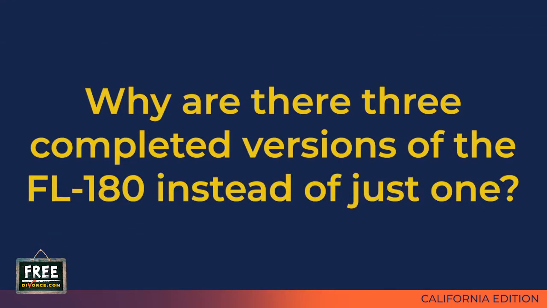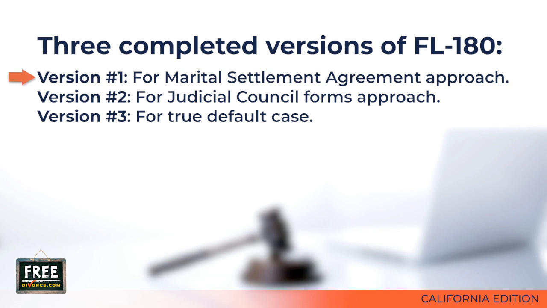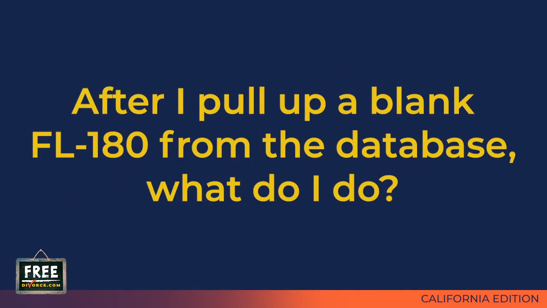Why are there 3 completed versions of the FL180 instead of just one? There's 3 versions because how you fill out the FL180 depends on the type of judgment you intend to submit to the court. One completed version of the FL180 assumes you are using the Marital Settlement Agreement approach. One completed version assumes you are using the Collection of Judicial Council forms approach to set forth your settlement agreement. The third version assumes there is no settlement agreement and the case is being processed as a true default. All 3 completed versions of the FL180 in the database are clearly labeled so you know which version to consider for your case.